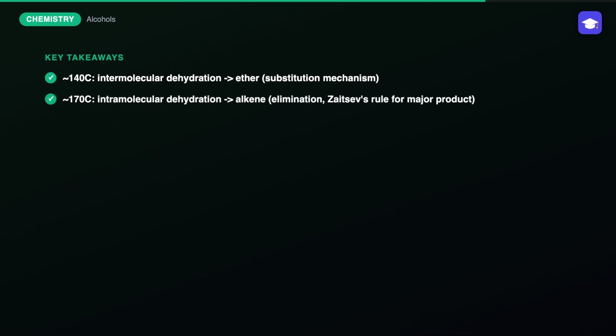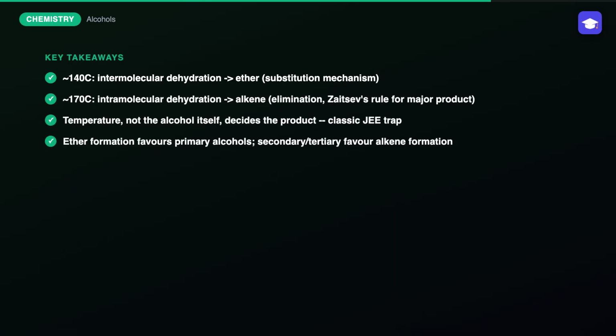Let's recap. Alcohols dehydrate with concentrated sulfuric acid, and the product depends entirely on temperature. Around 140 degrees, for ethanol, gives an ether through intermolecular substitution, while around 170 degrees gives an alkene through intramolecular elimination, following Zaitsev's rule for the major product. Ether formation works best for primary alcohols, while secondary and tertiary alcohols favor alkene formation even at lower temperatures due to their more stable carbocation intermediates.